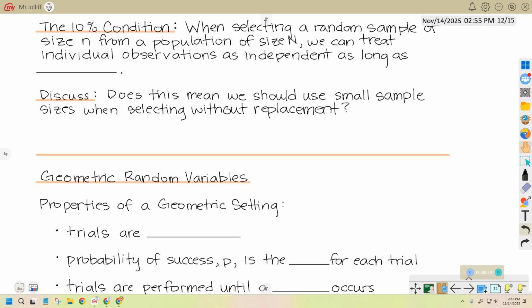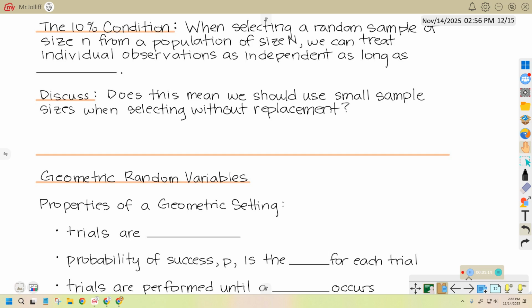That does not, as a statistician, mean we want a smaller sample size. Bigger sample sizes are always better because they're more representative. It just means that if they're not less than 10% of the population, I can't treat them as independent. I have to treat them differently. I cannot use the independent methods we're talking about.